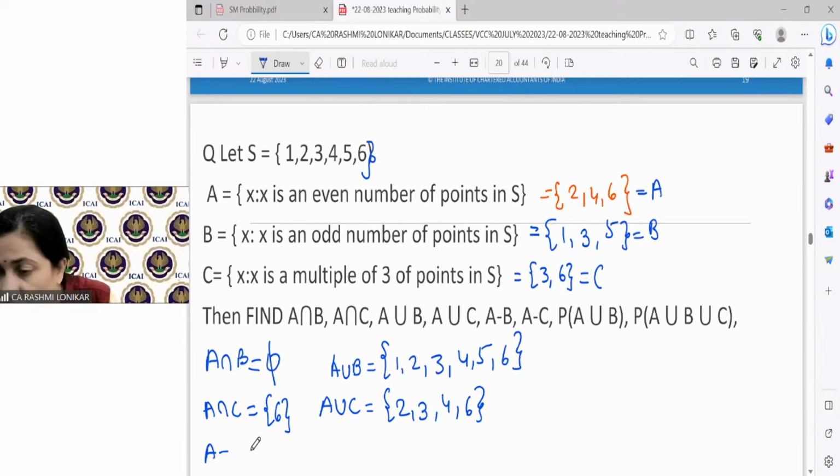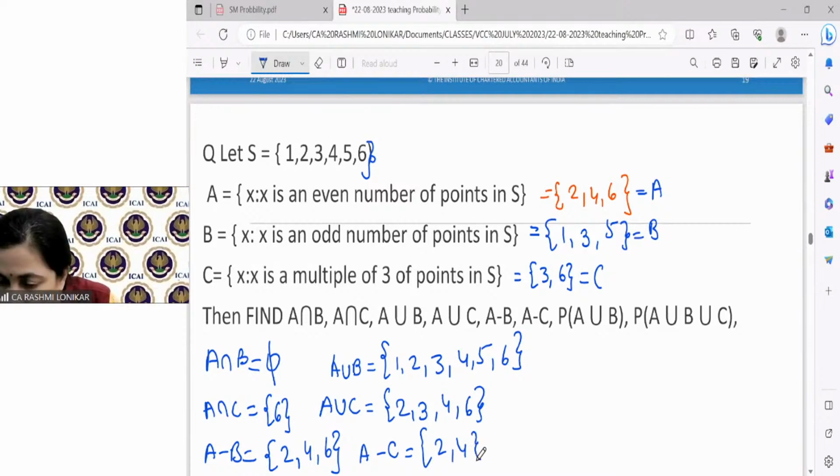A minus B. What are the elements in A which are not present in B? 2 is not present in B, 4 is not present in B, 6 is not present in B. So A minus B is 2, 4, 6. A minus C is what is present in A but not in C, that is 2 and 4. Okay, then P of A union B.